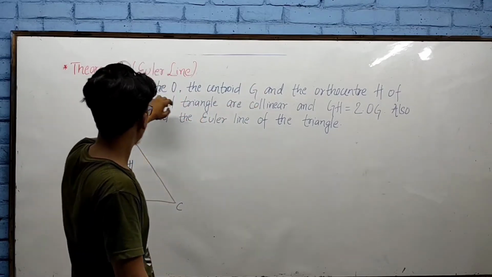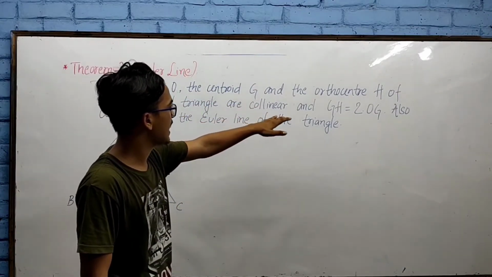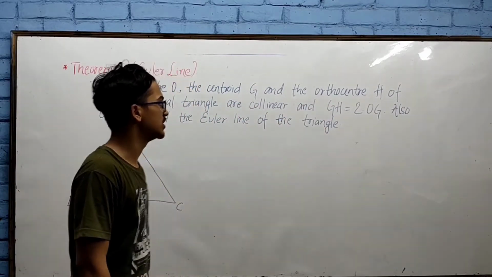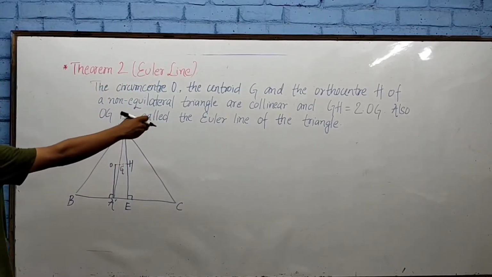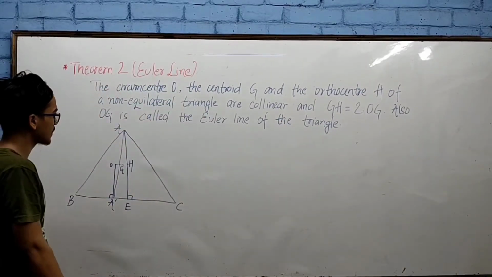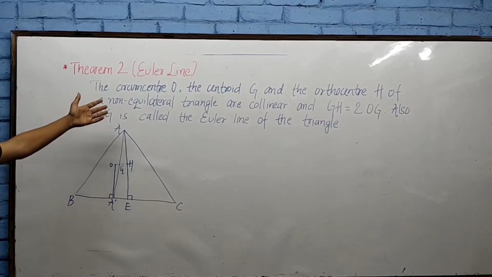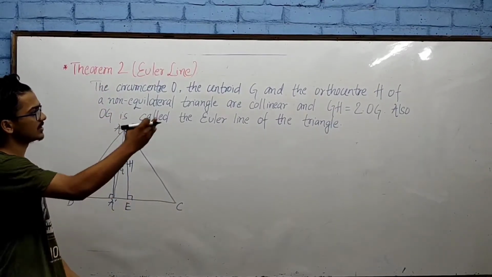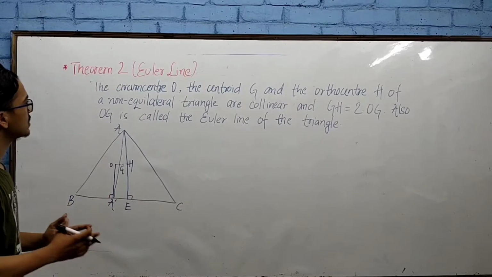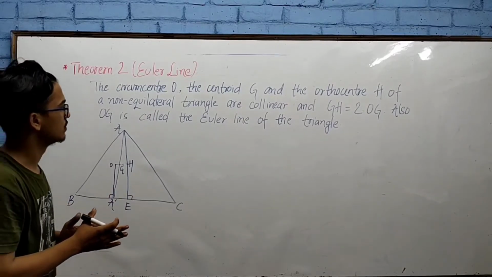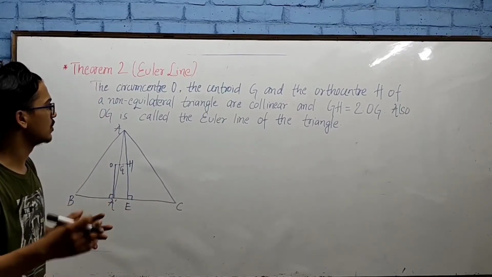These 3 points in a non-equilateral triangle are collinear, and that GH equals 2 OG. Also, this line OG is said to be the Euler line of the triangle. So, in an equilateral triangle, all 3 points are actually the same. So, it doesn't make any sense to specify them as collinear.